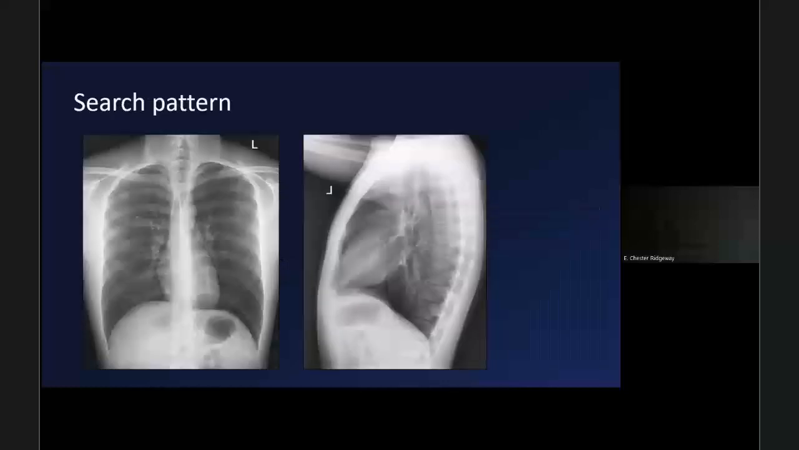First off, we're going to talk about a search pattern. So here is a normal two-view chest x-ray. We have a frontal view on the left and a lateral view on the right. Every radiologist has a slightly different search pattern. What I tell my residents is I don't care what you look at as long as you are looking at the same thing in the same order each time. That is how you avoid missing anything. So I'm going to share with you what my search pattern is.